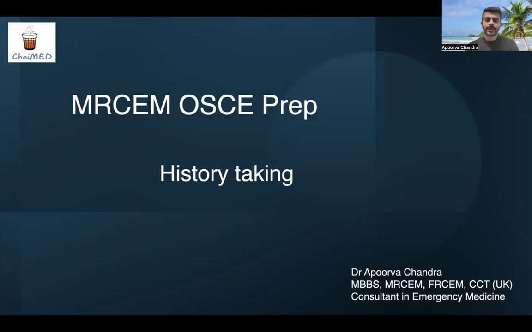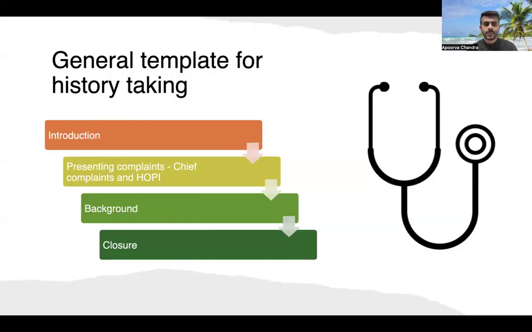On today's episode, let's talk about history-taking stations. History-taking stations can be standalone stations, or they can be part of other stations. Let's have a look at the general template for very good history-taking. Just like any other station, you need a very good introduction. Then you go on to ask about presenting complaints or chief complaints and the history of presenting illness. Then you ask the background history, and you end with a very good closure. Now let's look at these individual sections.